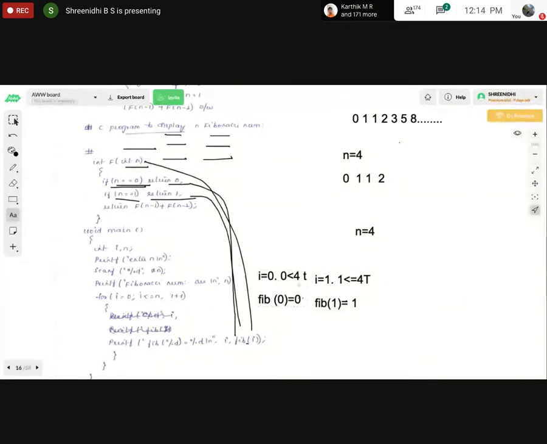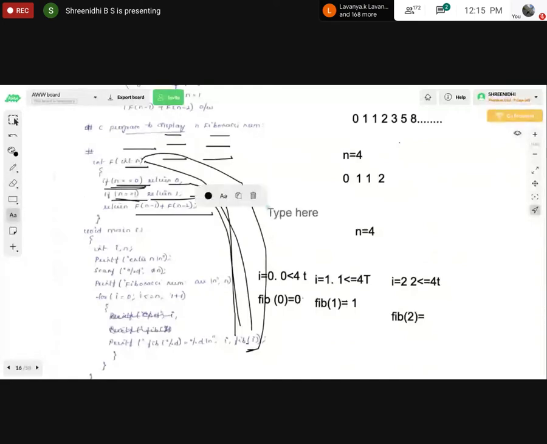Okay, similarly next we'll increment the i value. Now my i value will be 2. 2 is less than or equal to 4, true. So next printf fib of 2 is equal to, now what happens here? Here I am passing 2. When I pass 2 to this function, this will be false, this will be false.